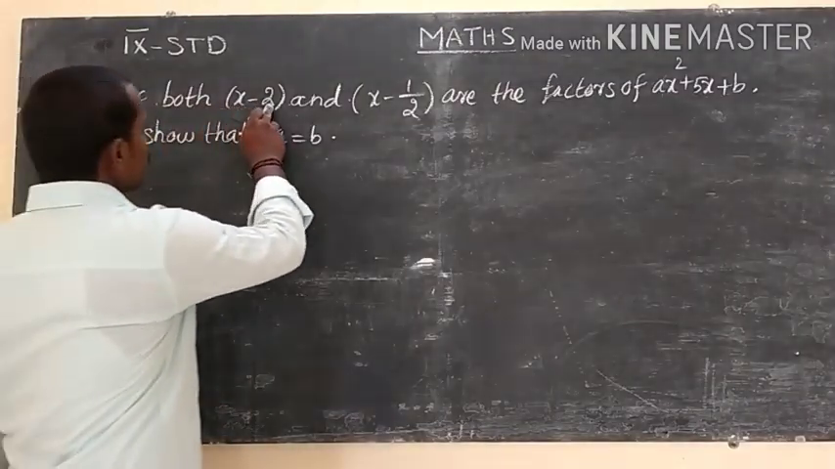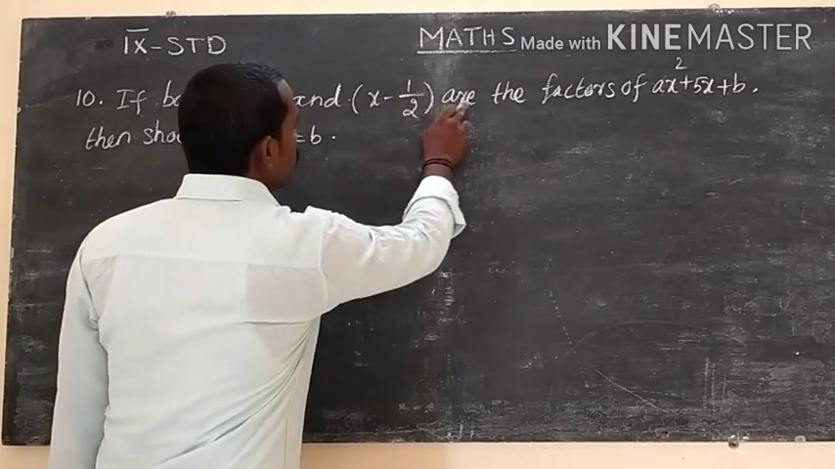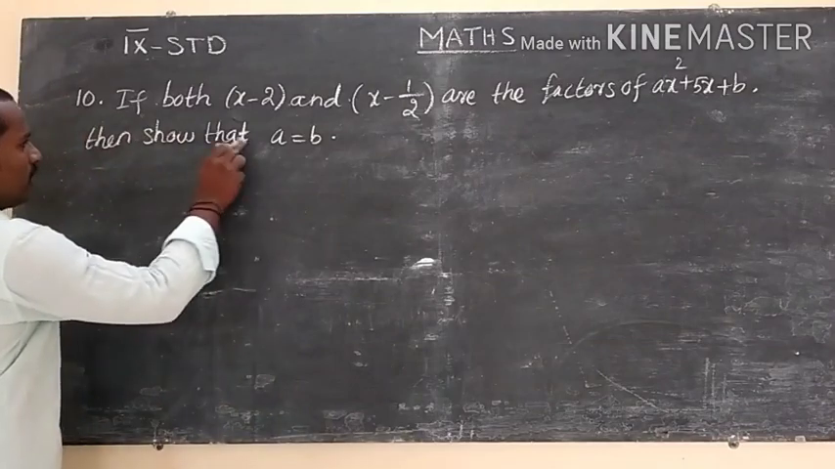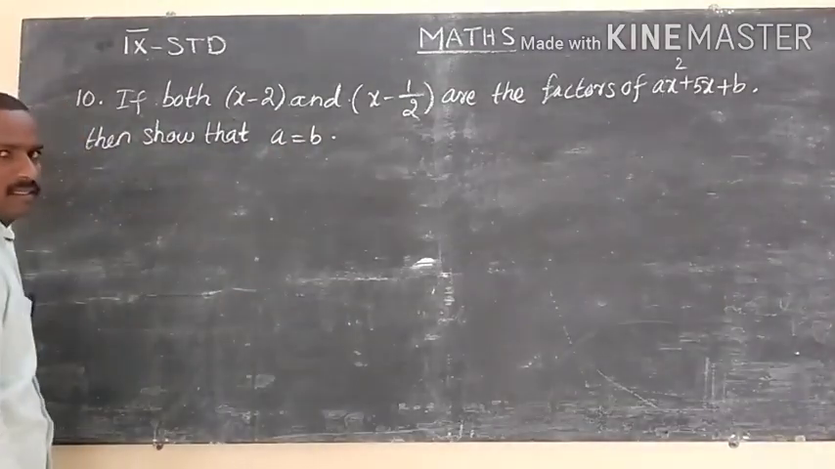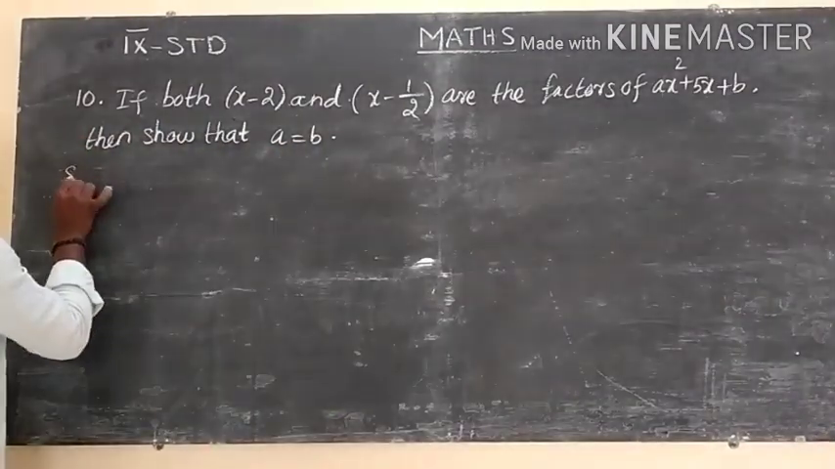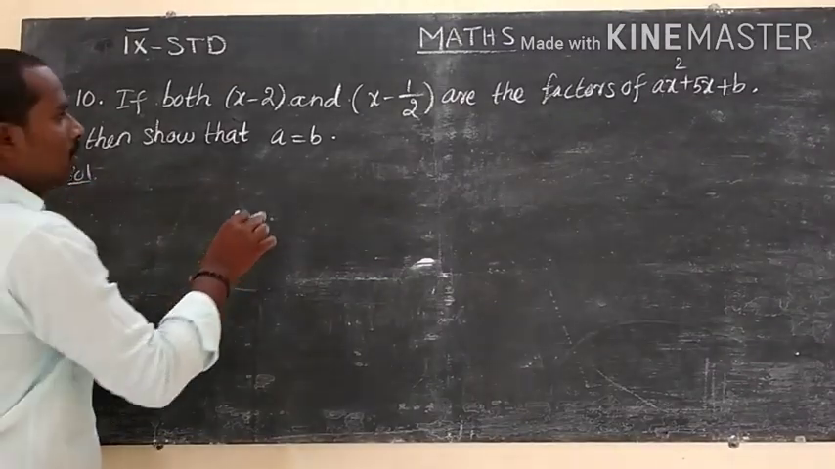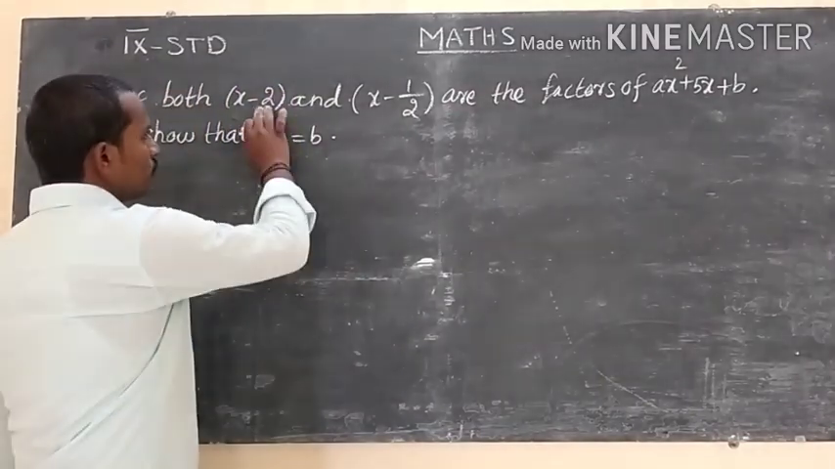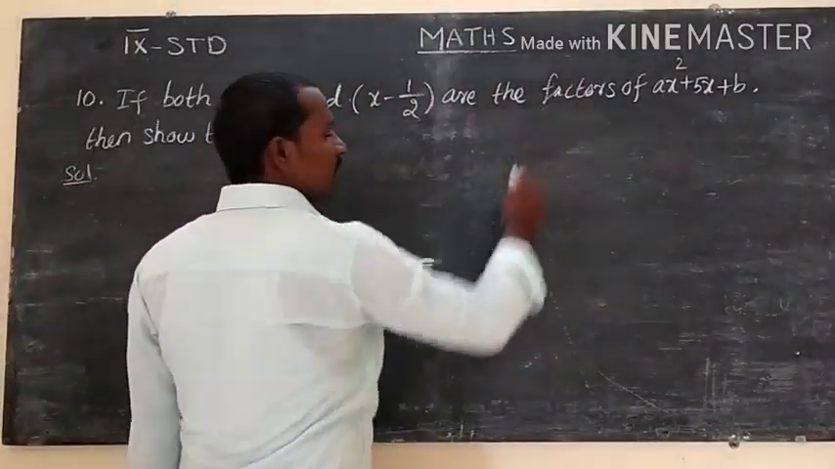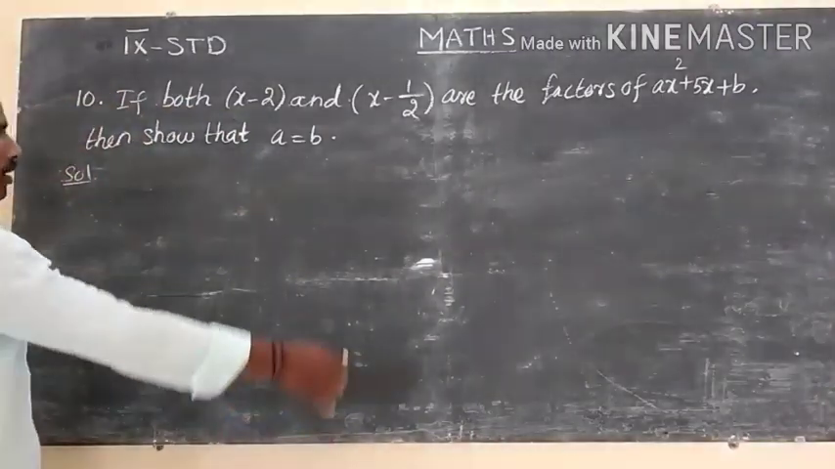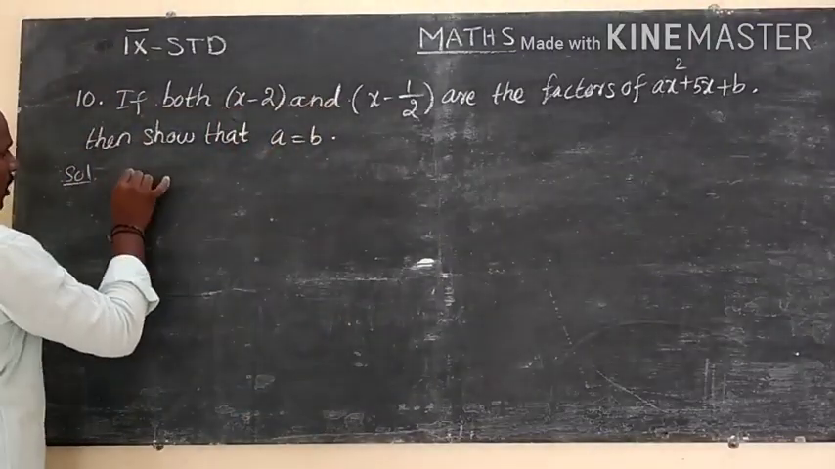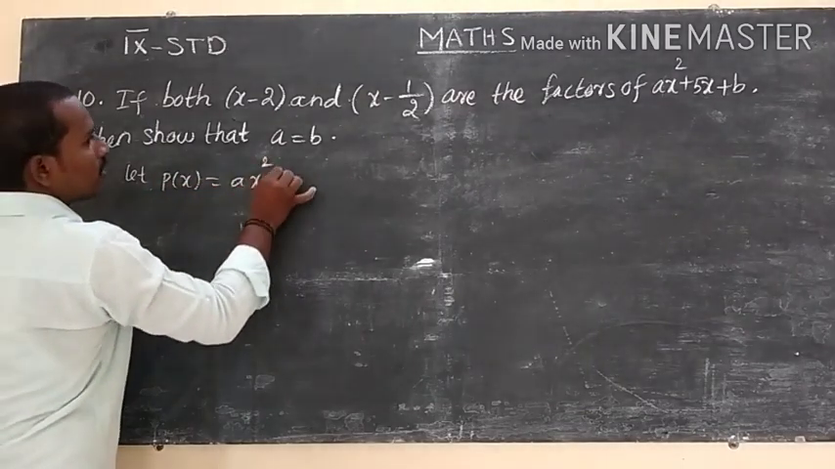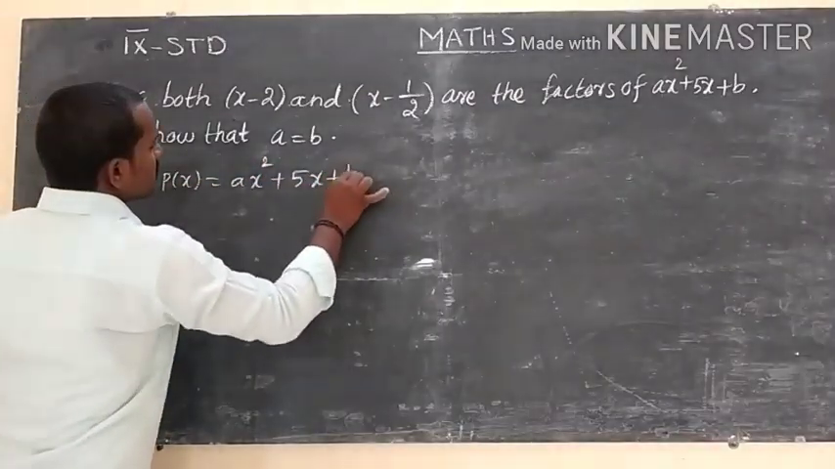If both x minus 2 and x minus 1 by 2 are factors of the polynomial, then show that a is equal to b. This is your question. The solution. Now the two factors are given, and the two factors exactly divide the polynomial. So we solve them one by one. First consider the polynomial: p of x is equal to ax square plus 5x plus b.